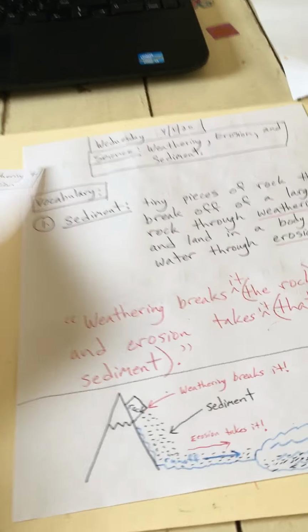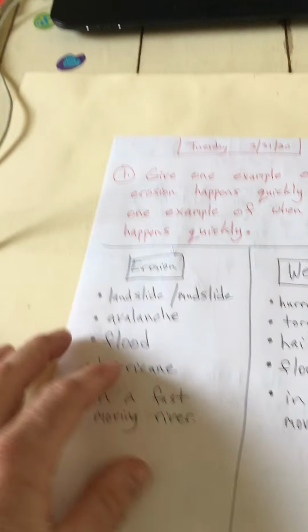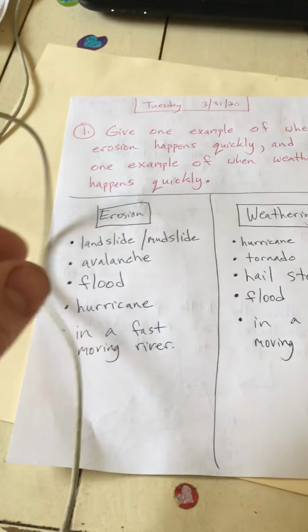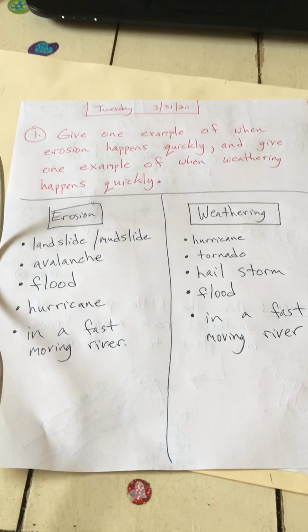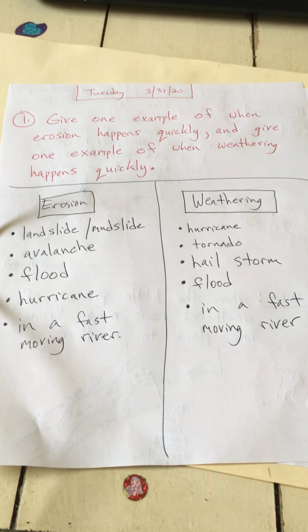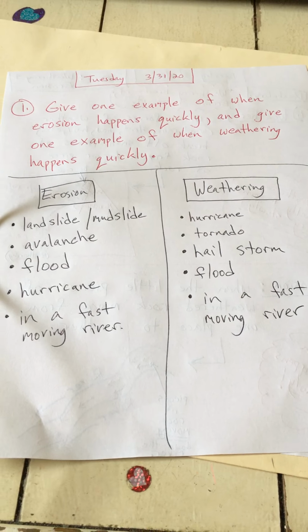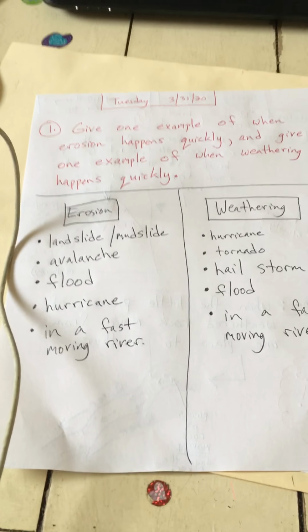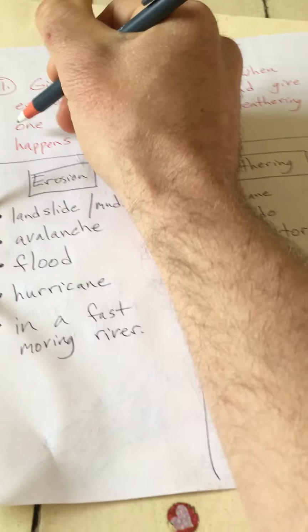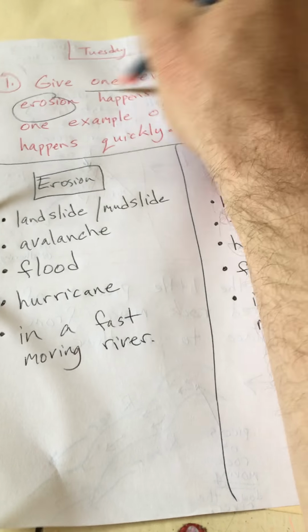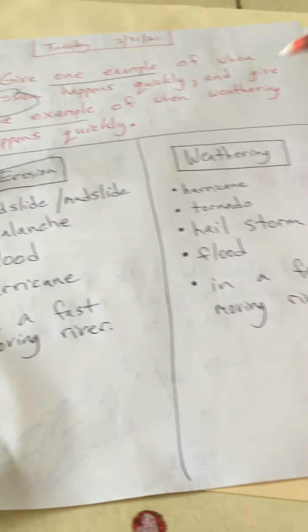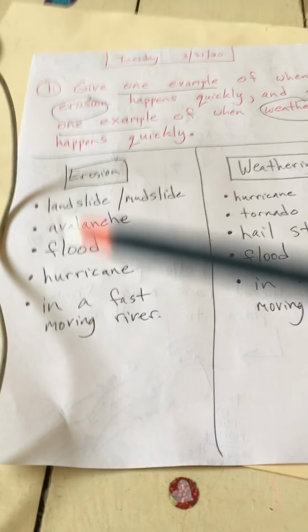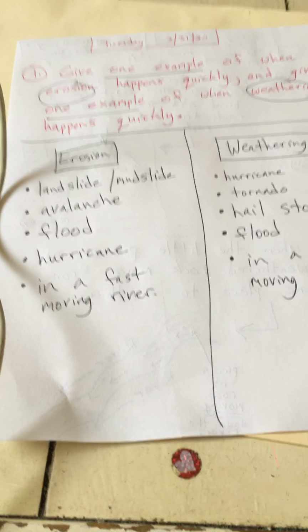All right. So then I left you with this question. We'll talk about this question and then we'll move on to today's lesson. It says, give one example of when erosion happens quickly and give one example of when weathering happens quickly. So I made a list. You should only have one because it asked you for one example of erosion and then one example of weathering. So I gave a bunch just because if I just gave you one of each, and you had a different one, you might be unsure if that was correct.